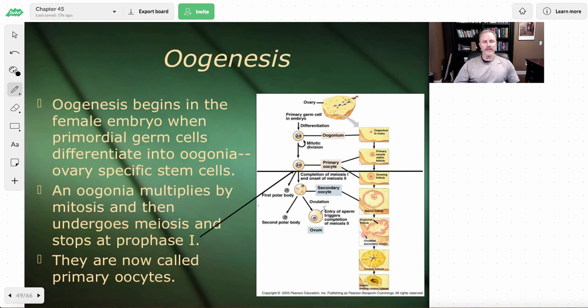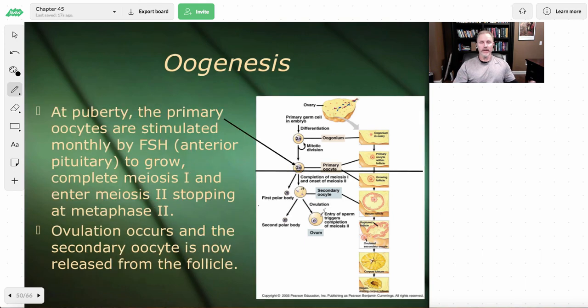So with oogenesis now, this begins in the female embryo. And we said that the female is born with all of the eggs that they're going to have. And what you have basically is all of these oocytes arrested in prophase 1 of meiosis 1. And this is where they're referred to as the primary oocytes.